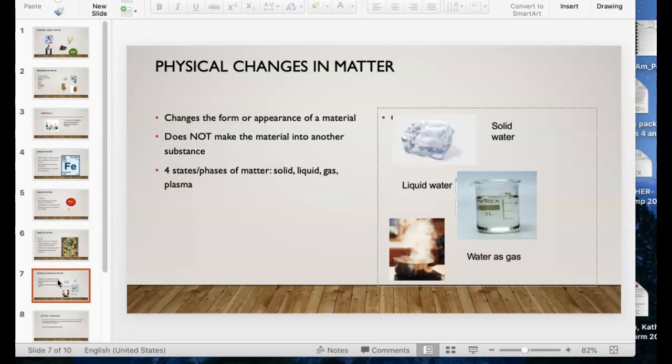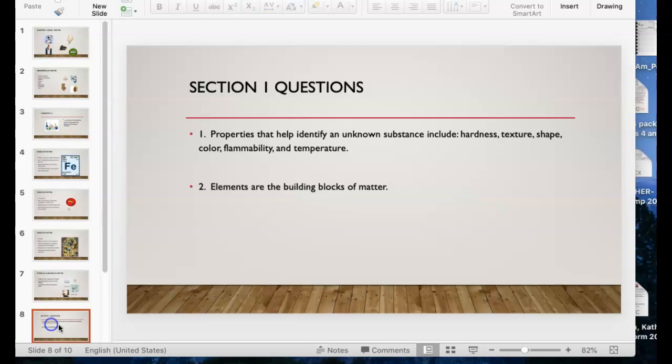So in our example, we have water. Water is solid when it gets to be about 0 degrees Celsius. It turns to a liquid a little above there, and it changes to water as a gas in the vapor stage at 100 degrees Celsius. All we've done is change the temperature, and as the temperature changes, water changes its phase or state of matter.